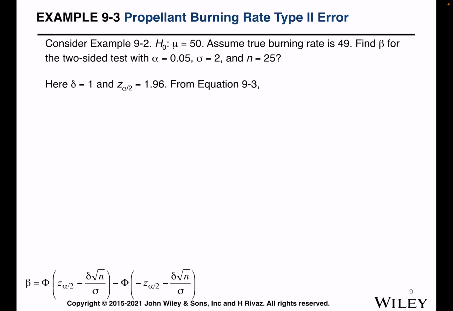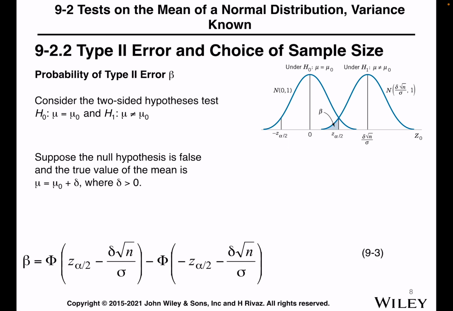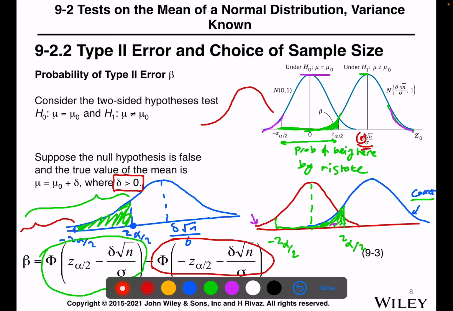Other question. I was wondering, in your previous slide, you were talking about the updated true mean. But that true mean is when it's mu0 plus the delta value. Yeah, exactly. But then if our true mean is 49, how come our delta value is 1?